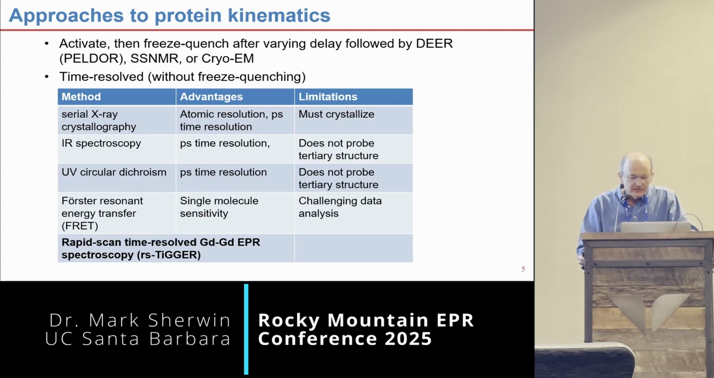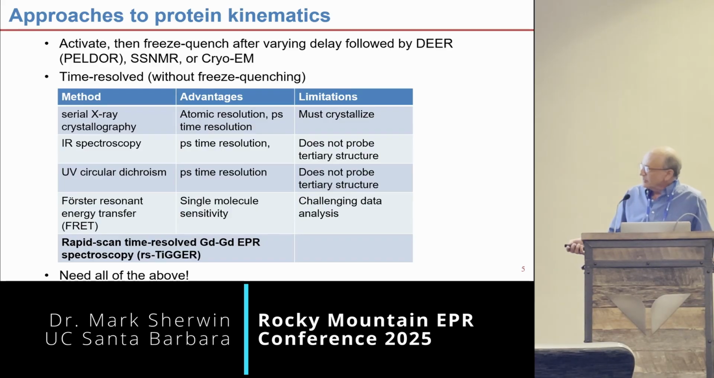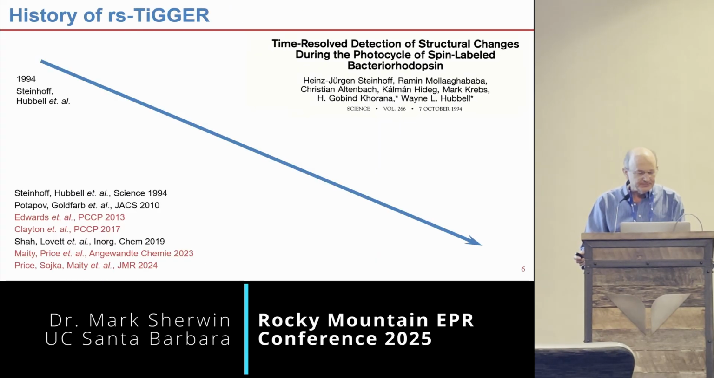Förster resonance energy transfer has single molecule sensitivity. In some ways it's similar in spirit to spin labeling. There's challenging data analysis, but people are working actively on that. And what I will talk to you about is what we call time-resolved gadolinium EPR spectroscopy, operated in rapid scan, or RS-TiGR. This is a hard problem, so we will need all of these methods and more.